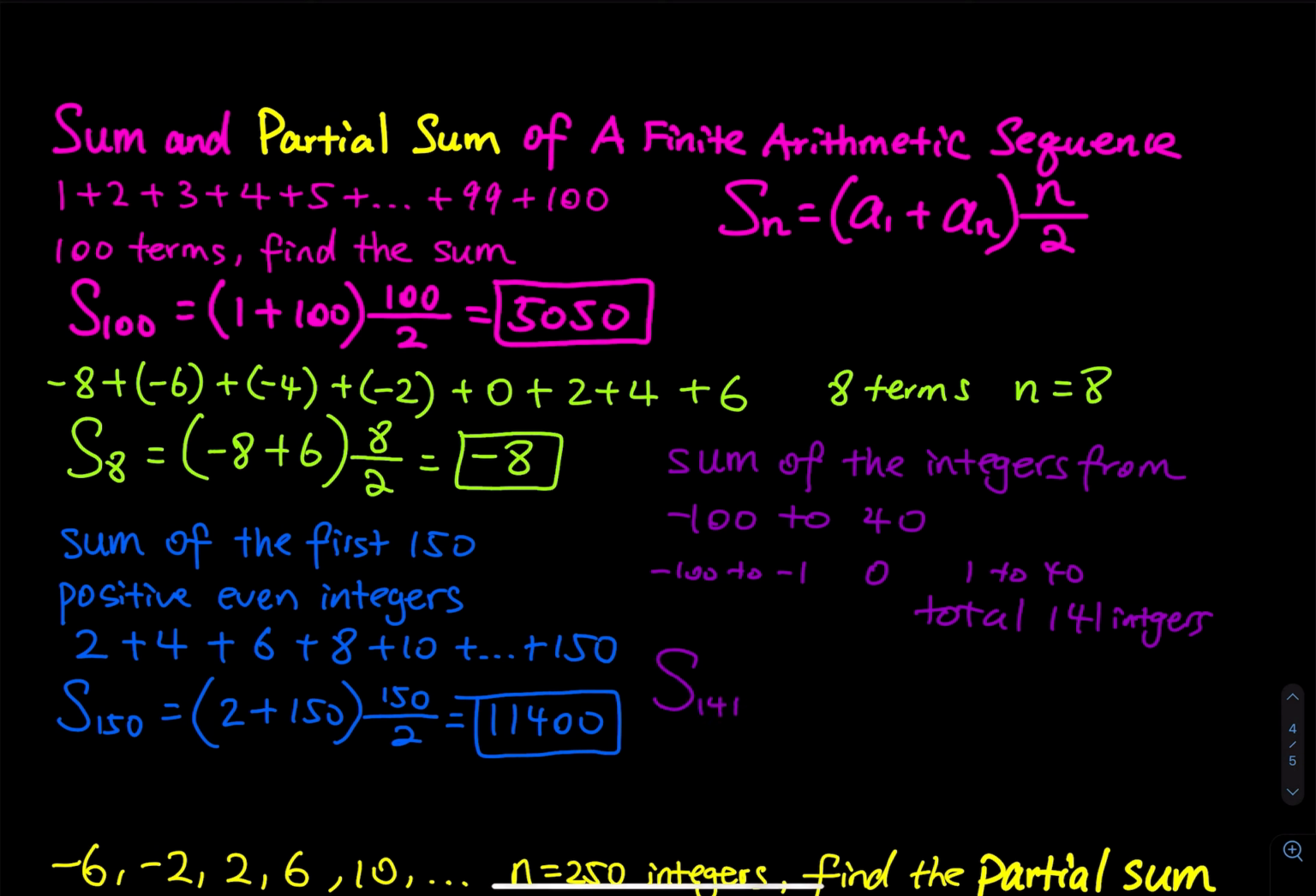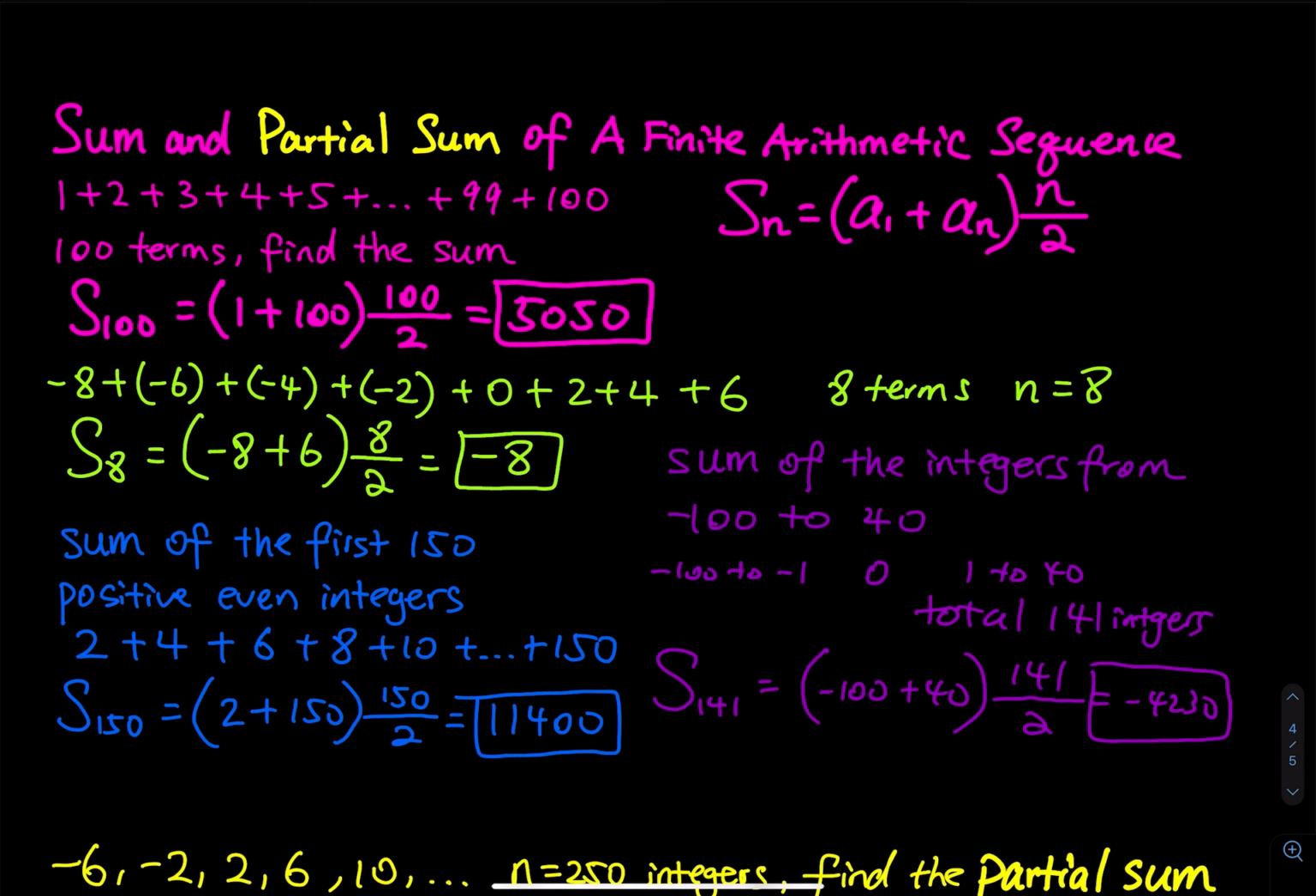All right, so what is that equal to? The very first integer is negative 100, and the very last integer is 40, the very first term and the last term. And then you have 141 integers, and then you divide it by 2. So this is equal to negative 4230.